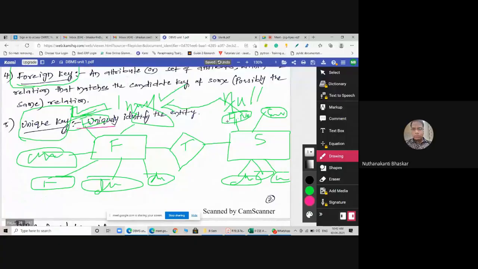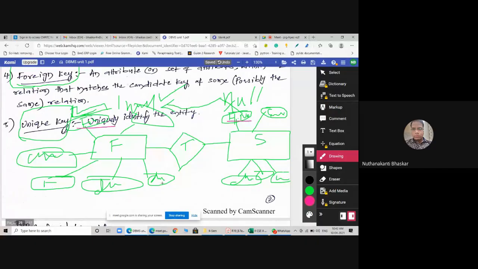What is the key attribute of the student? Hall ticket number. For student, hall ticket number is the primary key. The faculty ID is the primary key of the faculty. Now, are only these two the key attributes? No, there are so many key attributes.